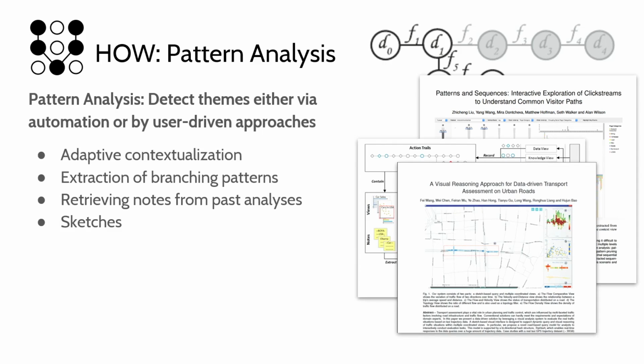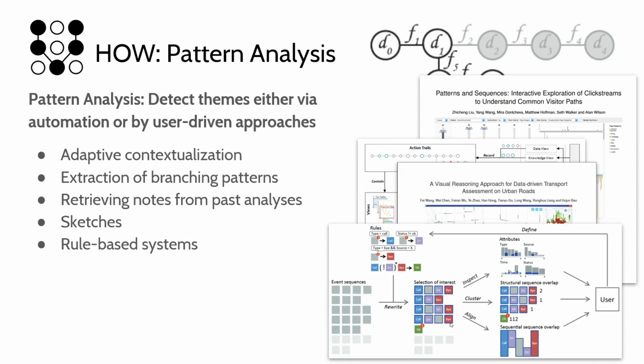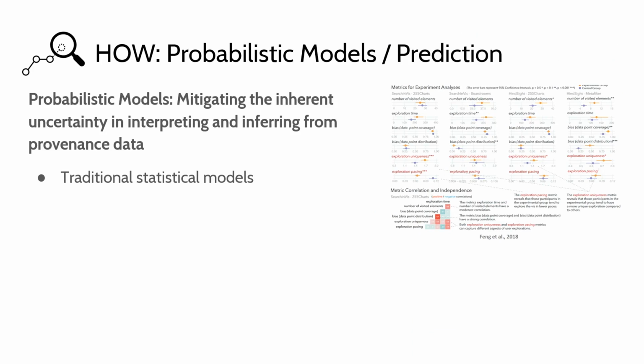In the manual analysis context, sketches are a common technique for analyzing provenance data, allowing users to query, for example, trajectory information. In addition, rule-based systems permit users to generate rules, encoding events automatically in regular expression queries. Probabilistic models can be used to support the nuance and uncertainty inherent to interpreting and inferring from imprecise provenance data.